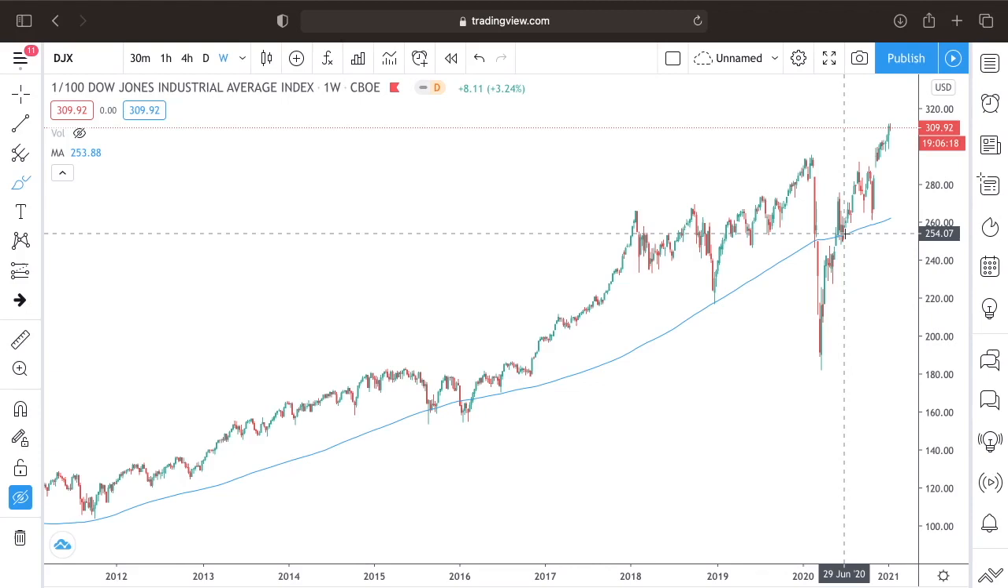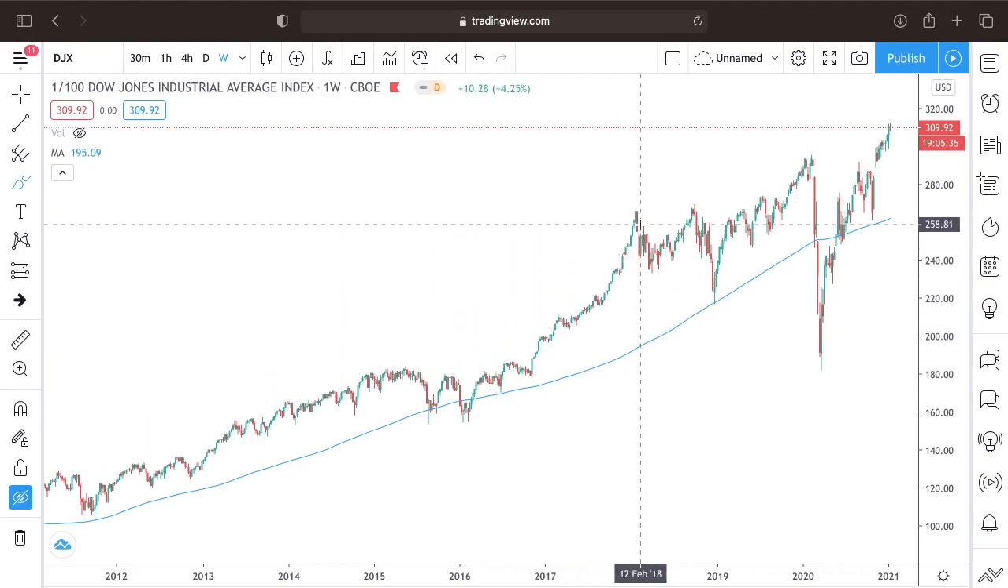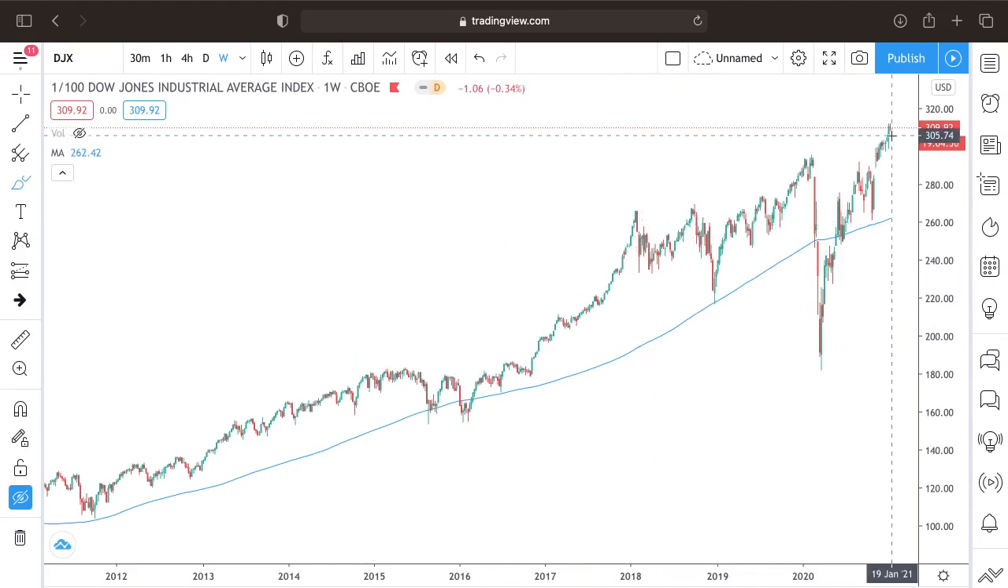Over the long run, both the S&P 500 and the Dow Jones tend to respect the 150-day moving average as a dynamic support level. The last time prices were very far away from the moving average and overextended was back in 2018. And then after that, prices basically ranged for a while before it corrected.